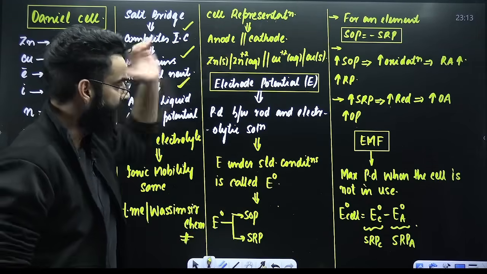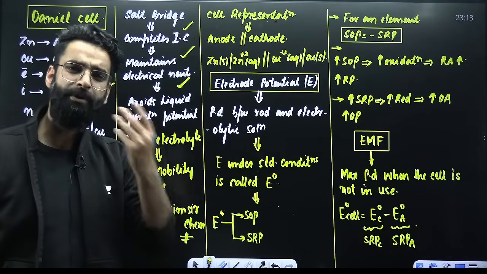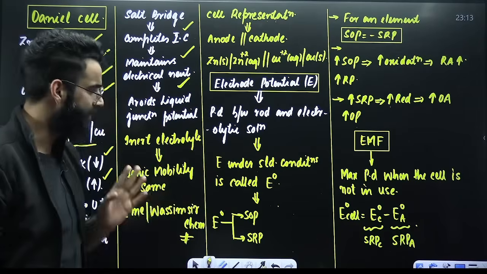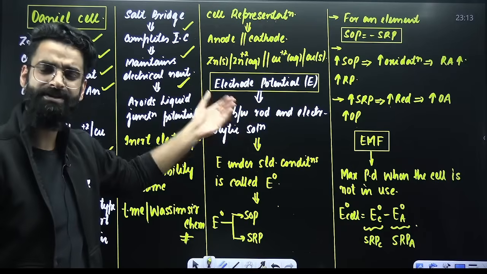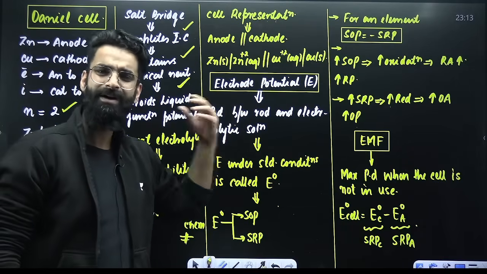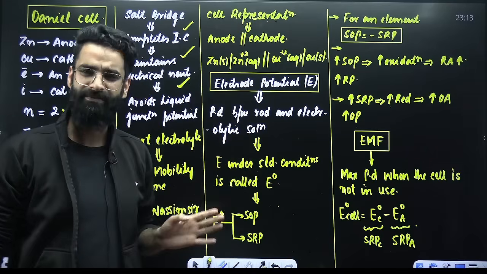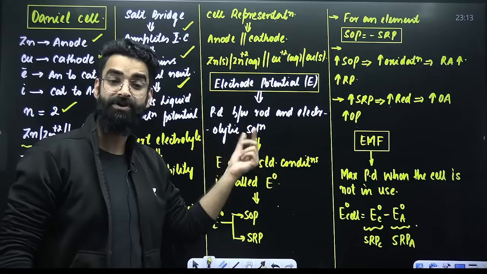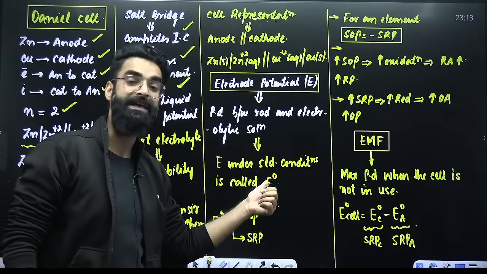Perfect. Moving on to electrode potential. How do we define the electrode potential? It is the potential difference that exists between the rod and the electrolytic solution. When this electrode potential is measured under standard conditions, which involve pressure of 1 bar, concentration of 1 molar, and constant temperature, generally 25 degrees centigrade, that is what you call the standard electrode potential, which is represented by E naught.